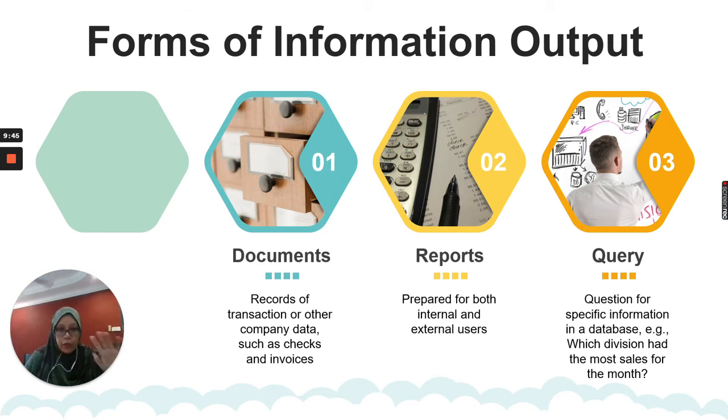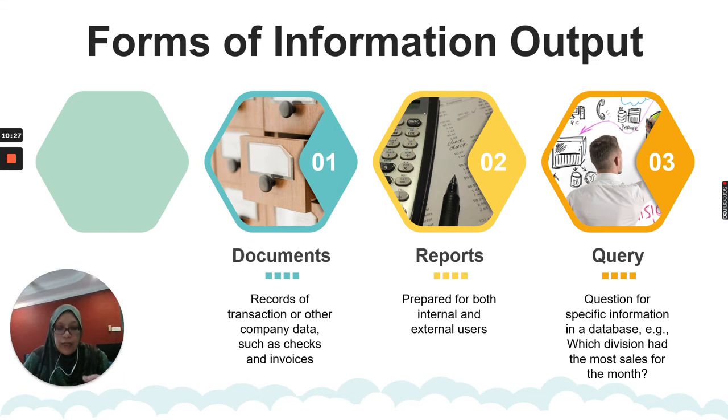Documents are the records of transactions or other company data, such as invoices. The source document that we discussed just now is part of the documents, and then there is the operational document. Operational documents are also part of documents. This is to distinguish between the transaction processing activity and the source document; they call it the operational document.